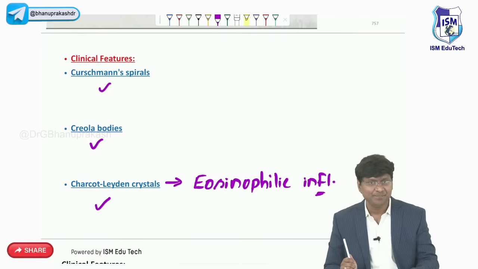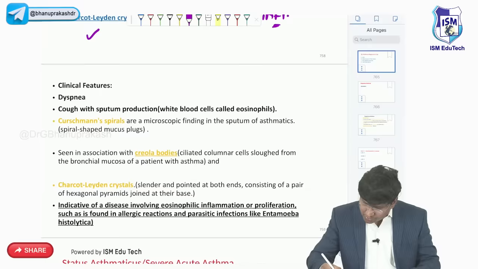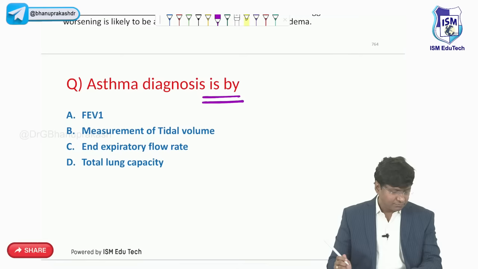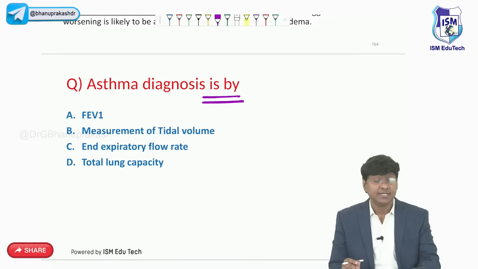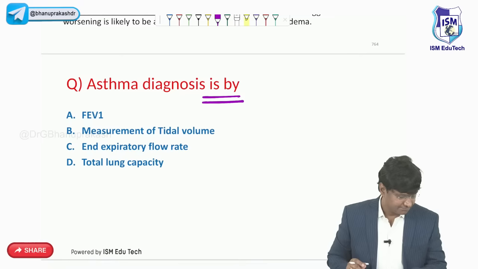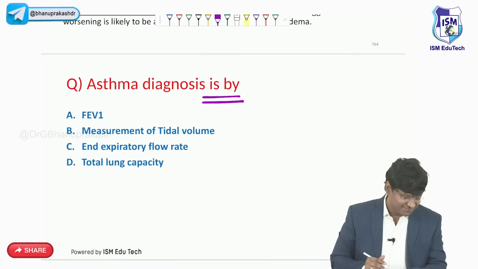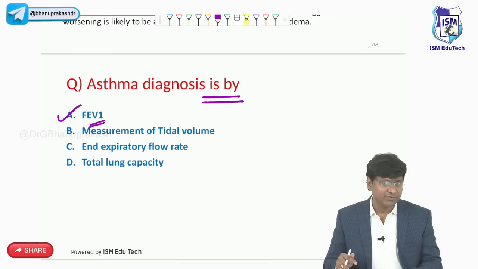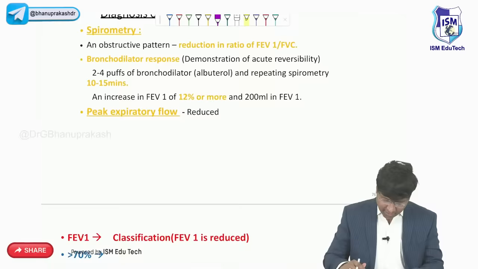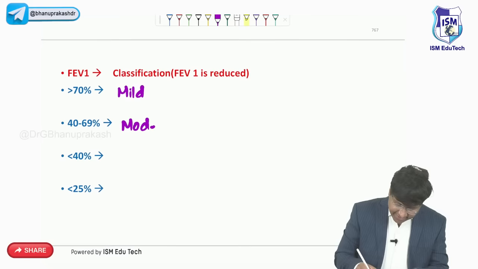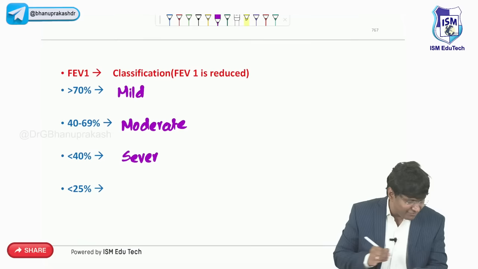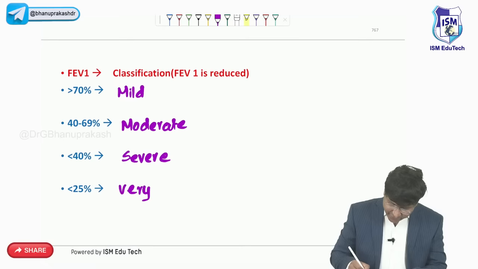Okay. Right. Then, whenever you are diagnosing asthma, it is diagnosed by your FEV1 percentage. Just now I was discussing the peak expiratory flow rate and FEV1. When will you call it mild asthma? When your FEV1 percentage is more than 70%. Moderate asthma is FEV1 percentage of 40 to 69%. When FEV1 percentage is less than 40%, it is considered severe. And when FEV1 percentage is less than 25%, we call it very severe.